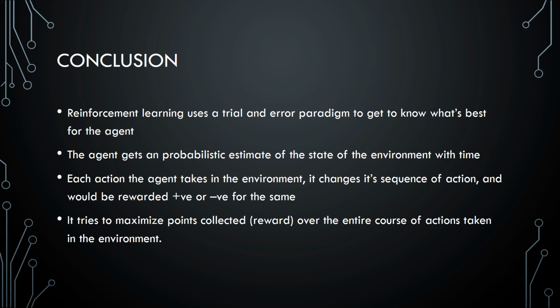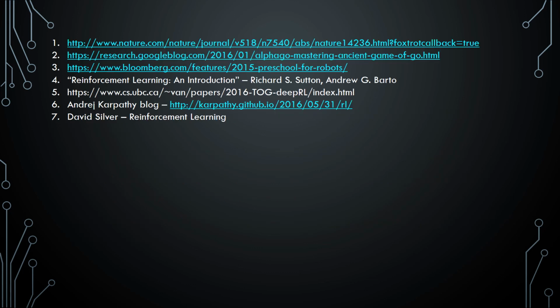So to conclude, reinforcement learning uses a trial and error paradigm to get to know what's best for the agent. The agent gets a probabilistic estimate of the state of the environment over time. With each action the agent takes in the environment, its sequence of actions changes and it is rewarded positively or negatively for the same. It tries to maximize the points collected over the entire course of action in the environment.